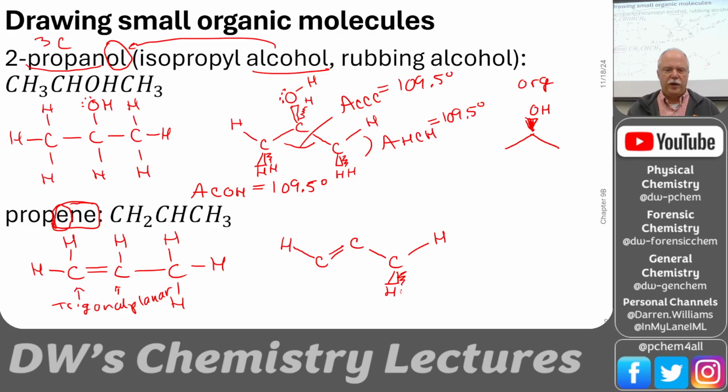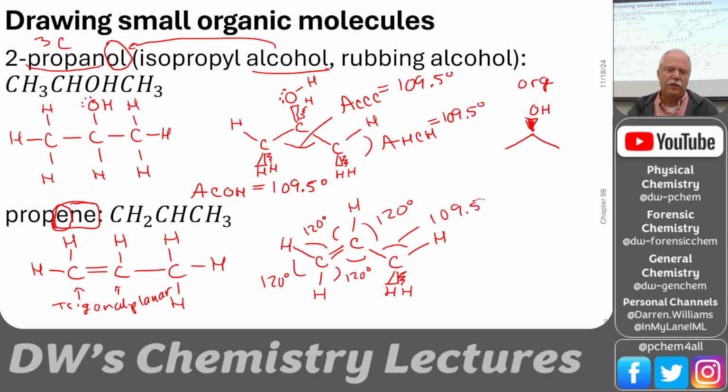So I draw the methyl group over here with the wedge and the dash, but everything else around these carbons is planar. So I have CH2 bonded to CH, and so these are all 120 degrees. And then this one over here, this angle, is 109.5.